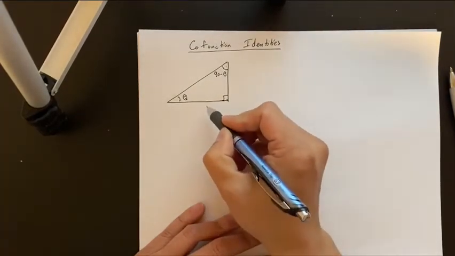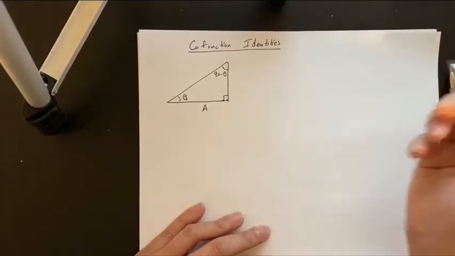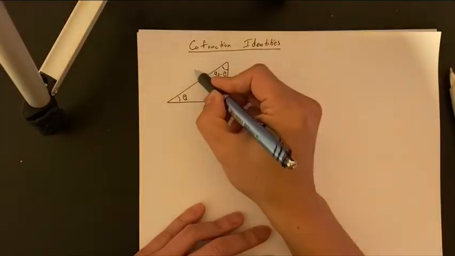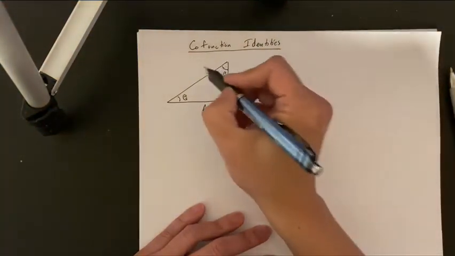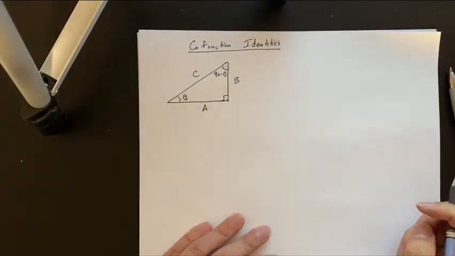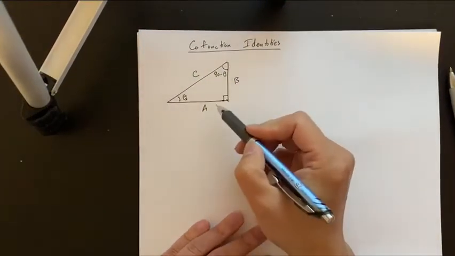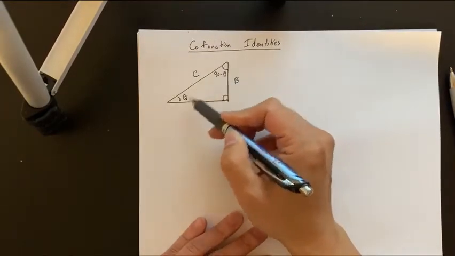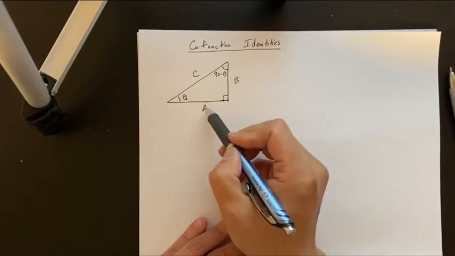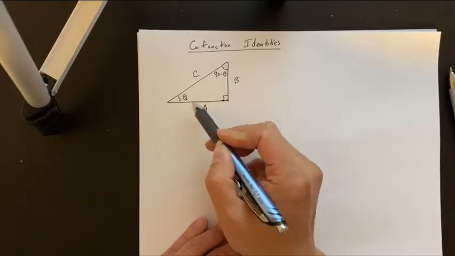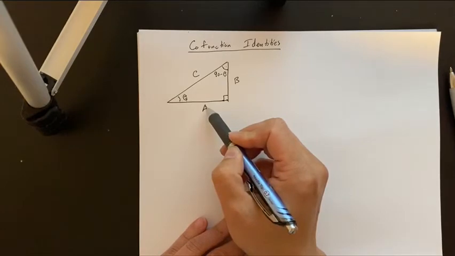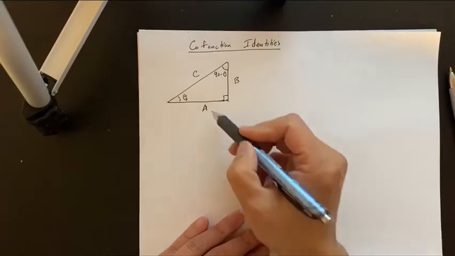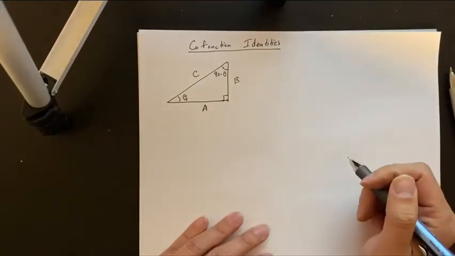So I'm gonna call this side A, this side B, and this side C. I am not going to call these adjacent or opposite because really it's all relative to which angle you're referring to. A would actually be adjacent if you're referring to theta, but A would be opposite if you're referring to this angle, 90 minus theta. So I'm just gonna call them A, B, and C.